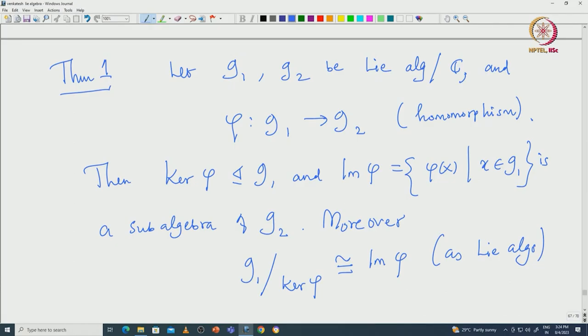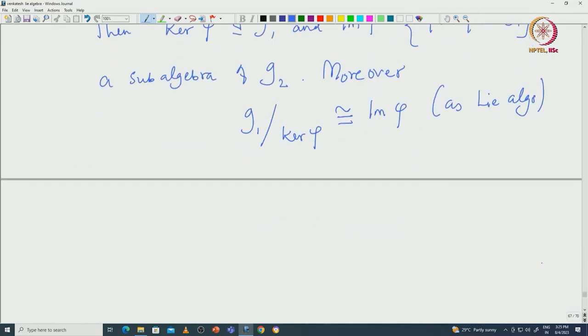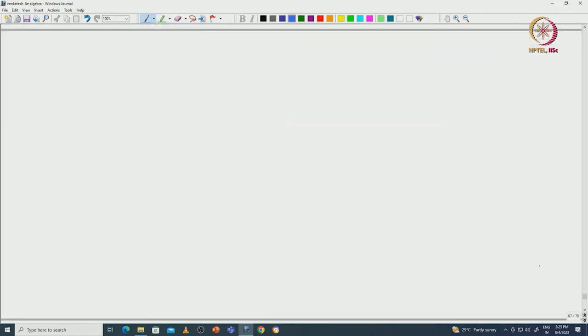All we need to do is actually construct this quotient map, the natural induced map, and after that we need to verify it. More or less, once we know what the natural map is, it is easy to verify that it will be a bijective isomorphism. So let us construct that quotient map and then verify the details. So what is the natural map? Let me call it phi tilde.